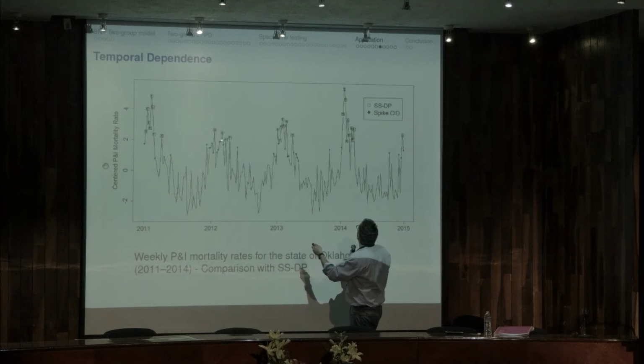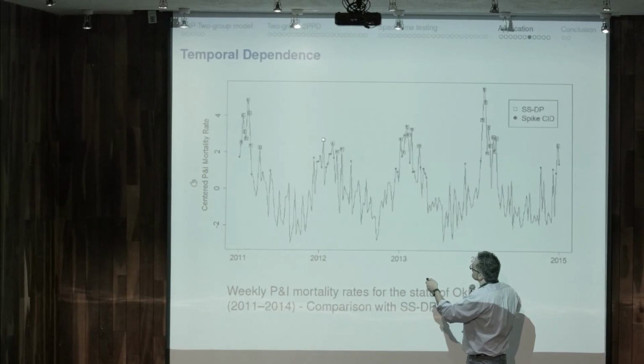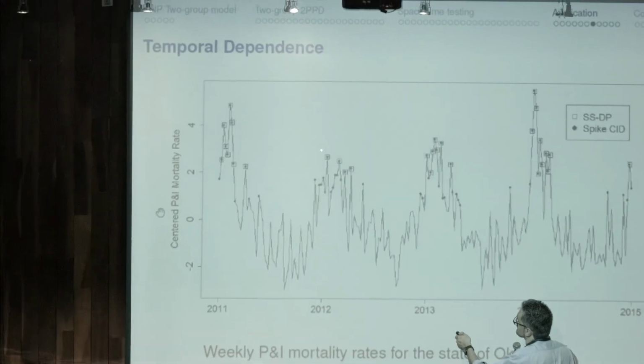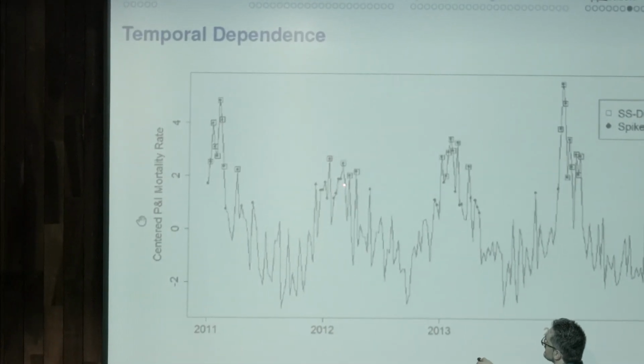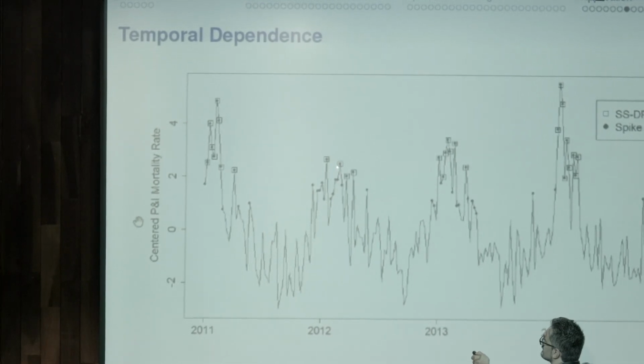So here we have our model, which is the black dots, compared with the spike DP. And the spike Pitman-Yor prior behaves the same. You can see here that there is an outbreak, which is detected by both, and then over time, our model detects a series here of the outbreaks.